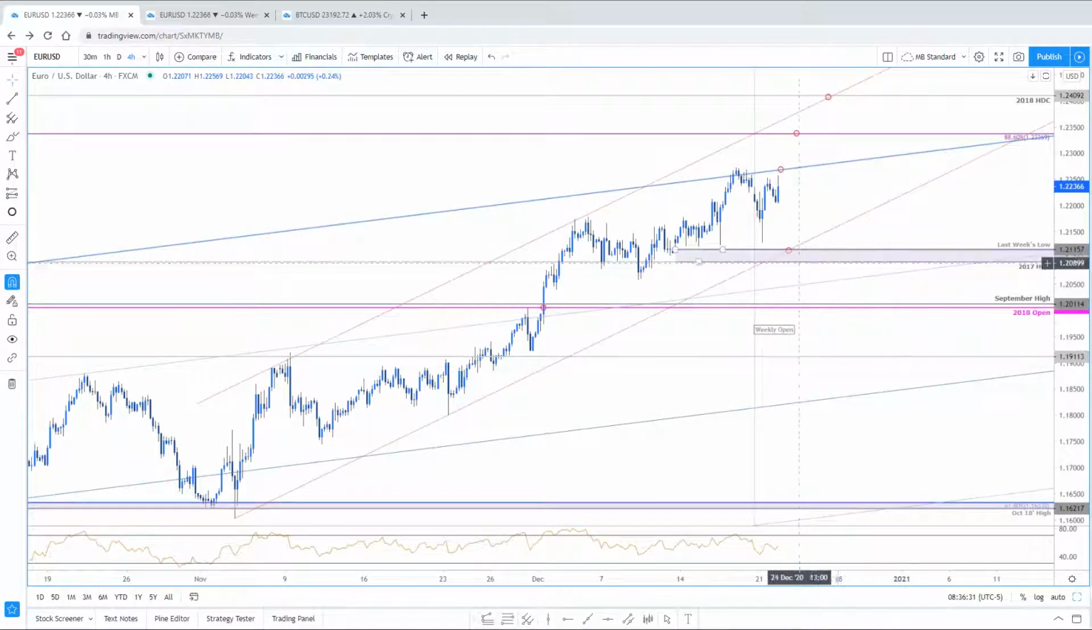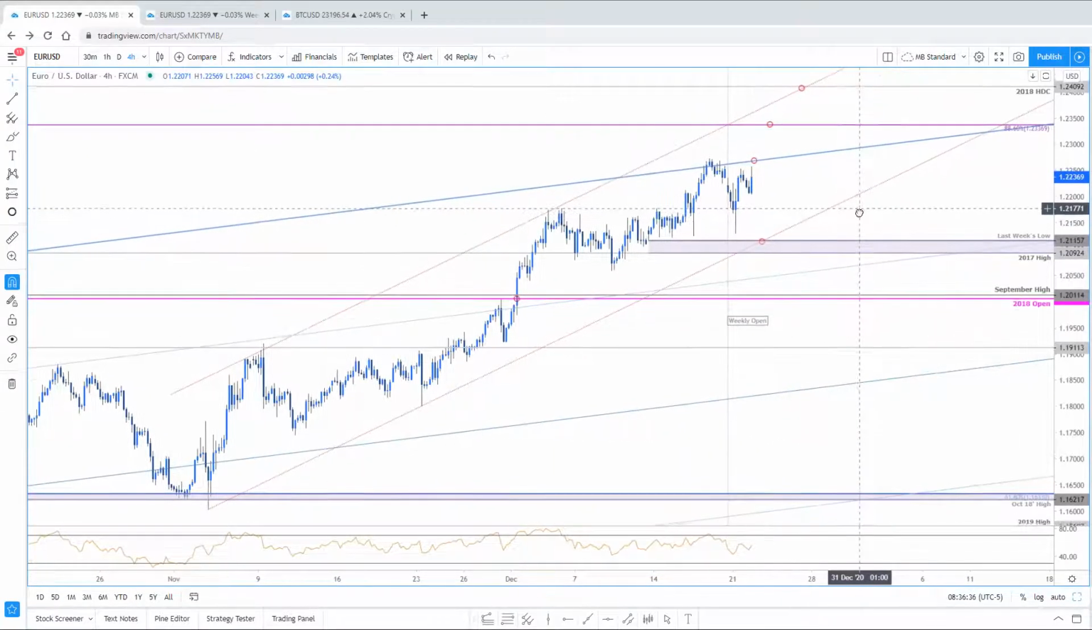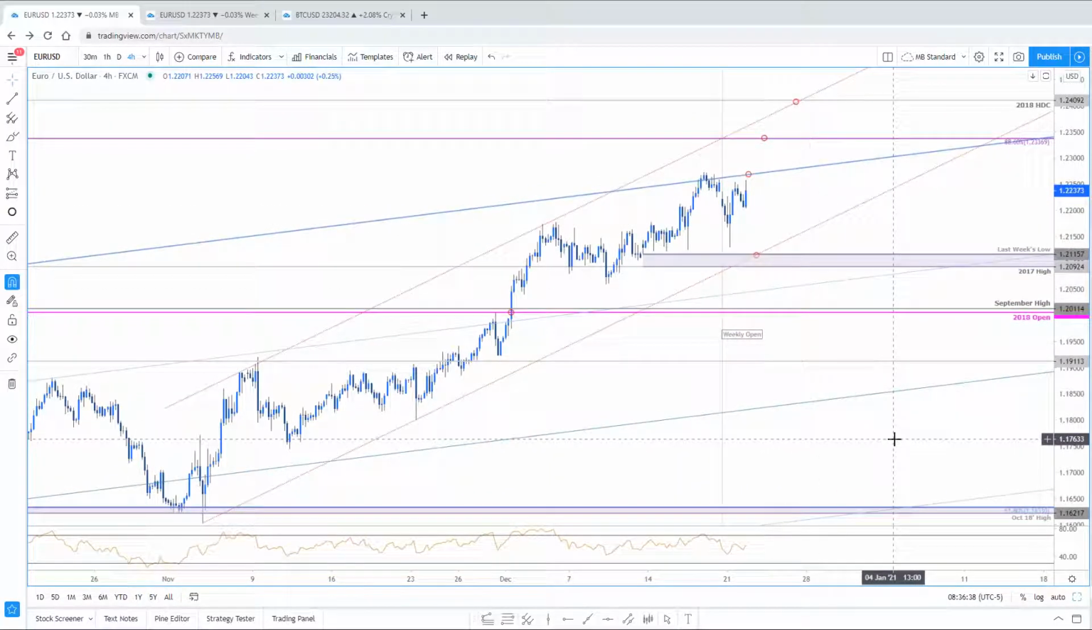So anything sub 20 and 21, essentially 2090, would give you the validation for at least the near-term turn in euro. Don't chase. Don't chase here.